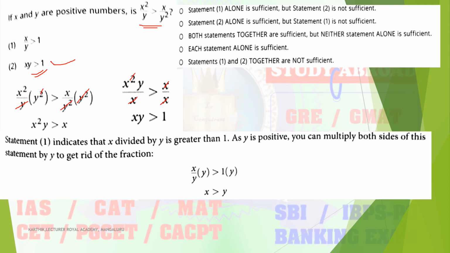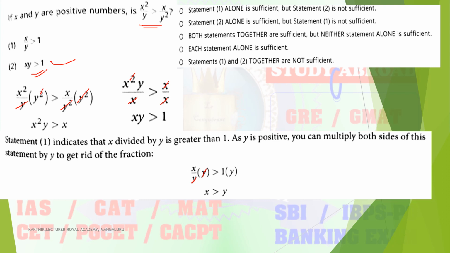You just multiply by y. If you multiply by y, what happens? The y's cancel each other, and you will get it in the form x is greater than y. x is greater than y. So what happens? It does not give enough information.